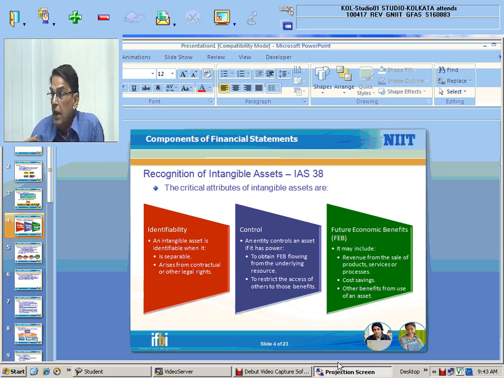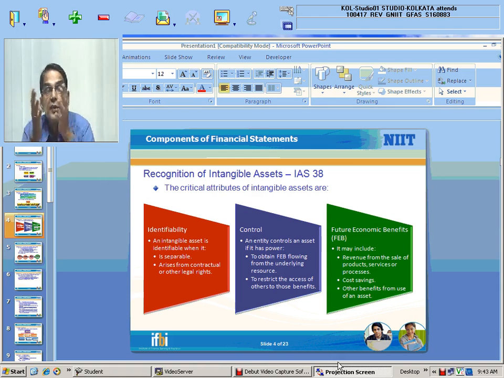So the entity really doesn't have control over its skilled staff. So skilled staff or knowledge available with the skilled members of staff cannot be considered as an intangible asset. So the point of control should be very clearly understood.